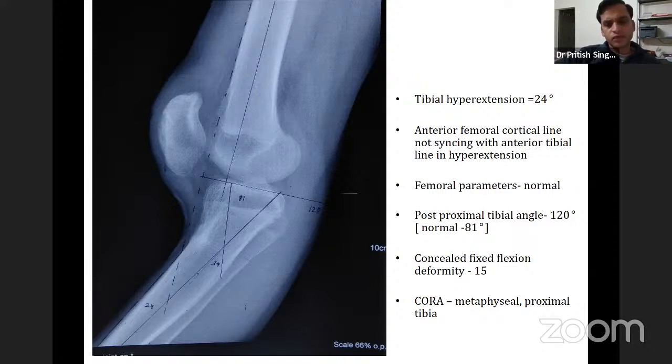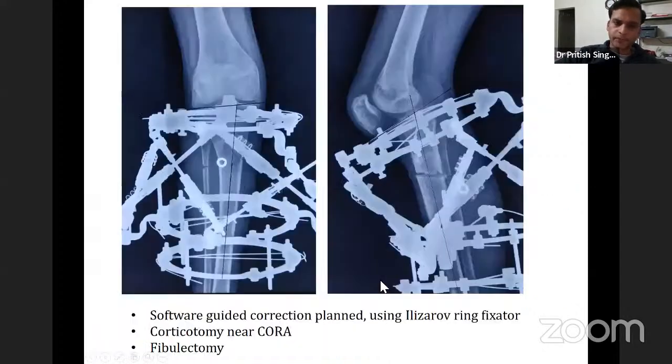And the CORA was found to be metaphyseal in the proximal tibia. We planned this patient by software-guided realignment using an Ilizarov ring fixator. We applied two rings proximal and two distal. The proximal ring had at least three fixations, and the distal ring again had four or five fixations. We did a corticotomy near the CORA site, and a fibulectomy was also done to facilitate the correction maneuver.